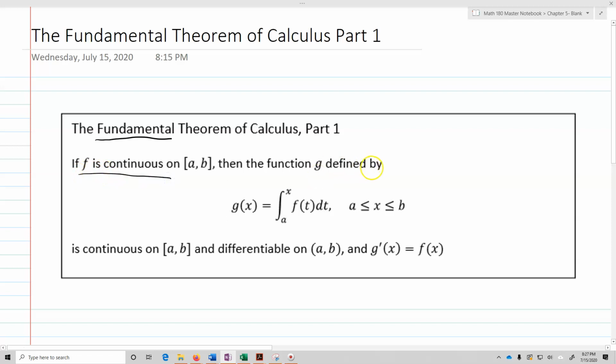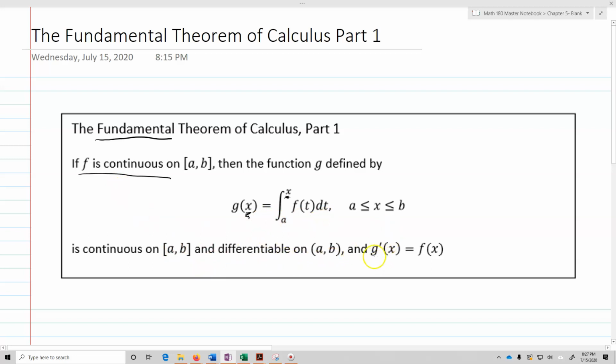Then the function g, which is defined as g of x equals the integral from a to x, right? So x is the independent variable, and we're defining the upper bound of the integral as x. So the integral from a to x of f of t dt, where a is less than or equal to x and less than or equal to b, is continuous also on [a, b]. So we get also that the integral is continuous and differentiable on (a, b).